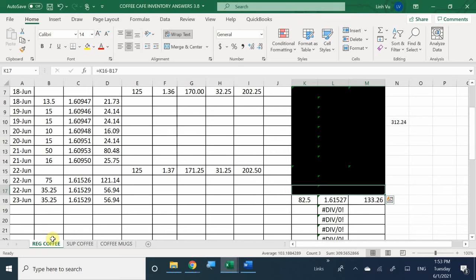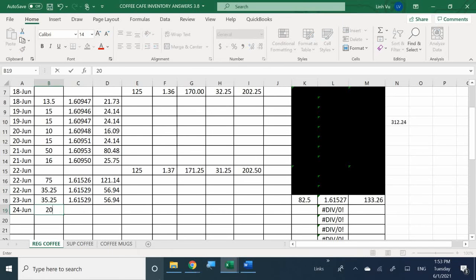Okay, so we put under regular coffee, we put 6/24. 20 pounds. That would go under cost of goods sold. And it'd be at 1.61527. Good. Total would be 32.31. 32.31. Okay.